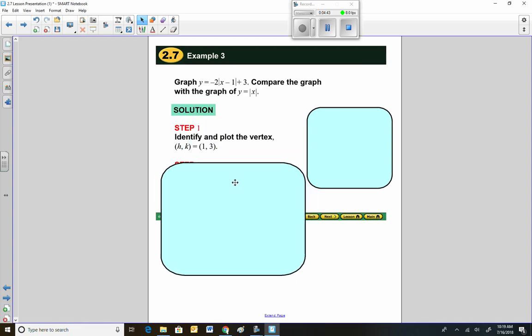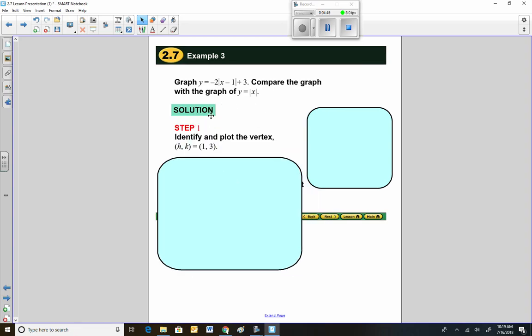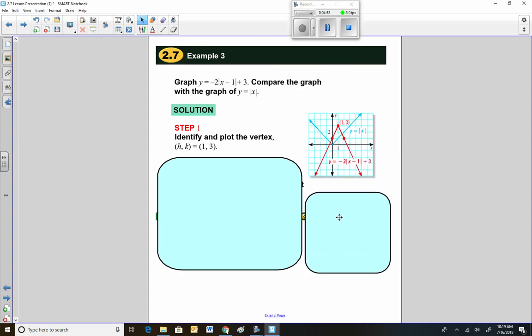So let's take a look at what this actually does. Now your actual vertex is going to be at 1, 3. It's always opposite of this and this. Okay, so 1, 3. Now your vertex is at 1, 3. And the negative caused it to flip upside down.